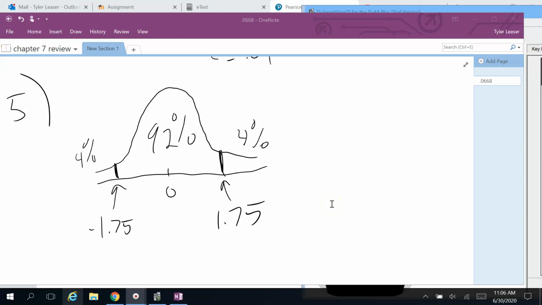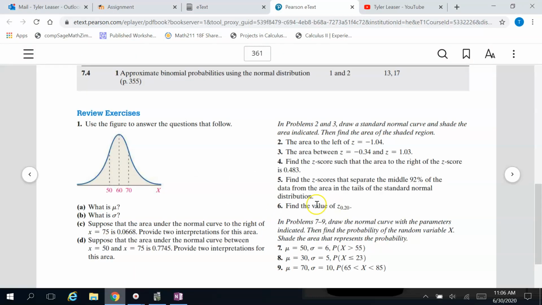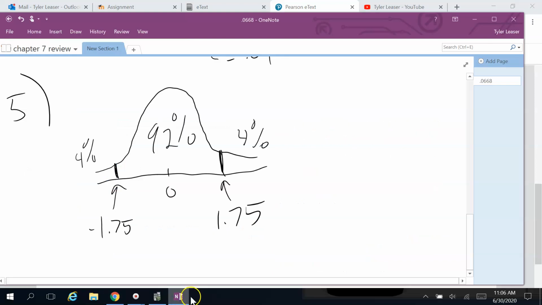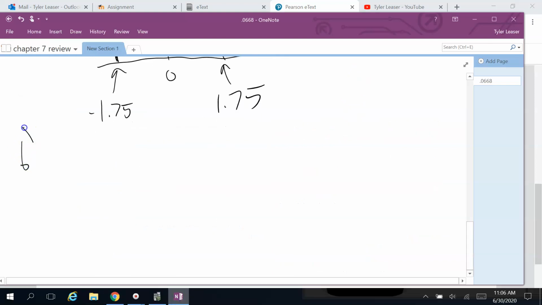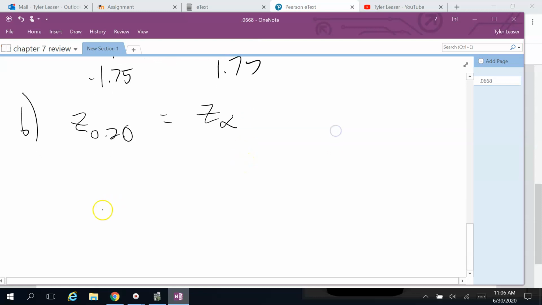Okay, continuing on here. So we're on number 6 now. Find the value of z sub 0.20. This is just a little quirky thing that'll show up later on in chapter 9, I think. It's written as 0.20, and this is something that we call z sub alpha, with a little subscript there. All this is asking is the same question that we were just looking at.